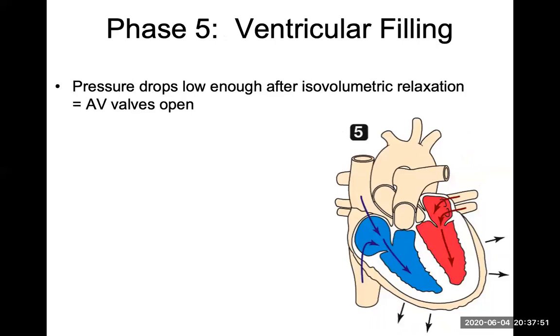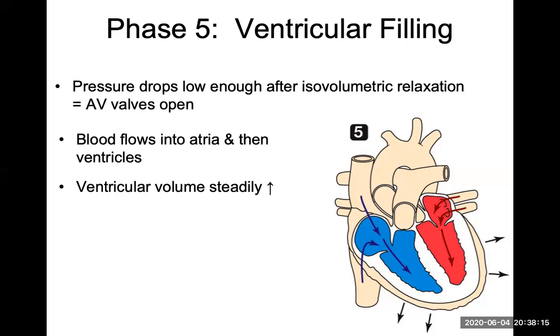Then we get to phase five, which is ventricular filling. And this is kind of starting the process over again in the cardiac cycle. So in ventricular filling, now the pressure in the ventricles will drop low enough after that isovolumetric relaxation phase to cause your AV valves to open again. And when that happens, blood will flow into the atria and then into the ventricles to fill up the ventricles again. The ventricular volume will steadily increase during this phase, but there's no contraction yet of any ventricles or atria because the pressure still remains very low.